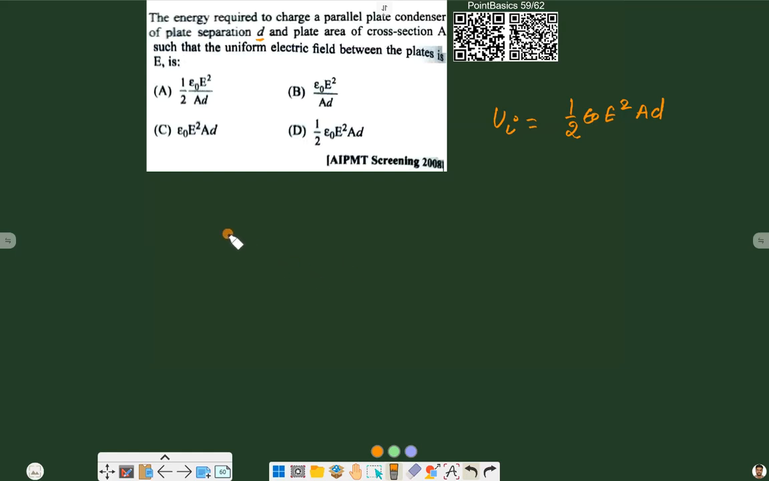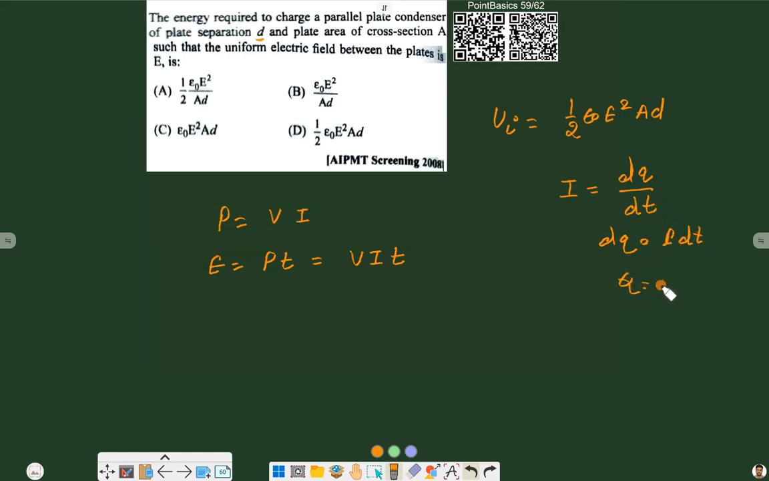We know that power is equal to VI. This is the power of a battery, that if you have suppose a 5-volt battery or 3-volt battery, this is the power provided by the battery, and energy provided will be power times time. So it will be VI into t. And we know that current's definition is the rate of change of charge with respect to time. So we can say dq is equal to I dt, or q is equal to I into t.